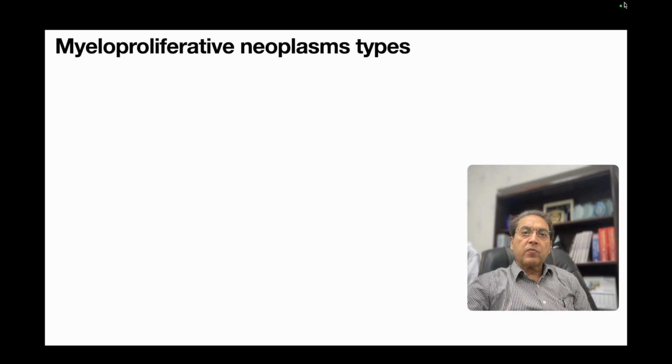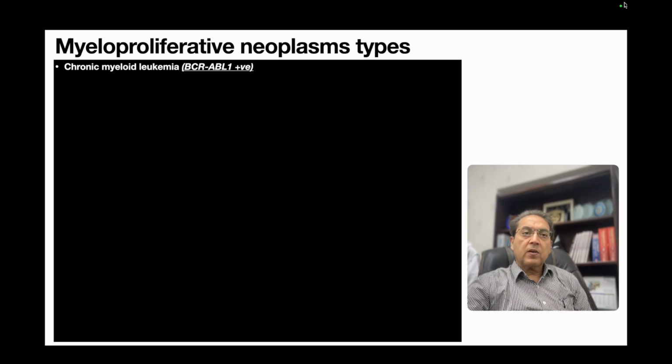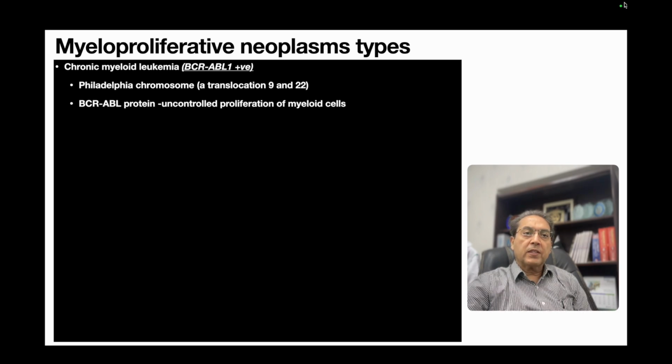Now, what are different types of myeloproliferative neoplasms? One important is chronic myeloid leukemia, that is BCR-ABL1 positive. There is translocation of genes from chromosome 9 to 22, called the Philadelphia chromosome. There is a product, BCR-ABL protein, which causes uncontrolled proliferation of myeloid cells in the bone marrow, in the spleen, sometimes the peripheral blood as well.